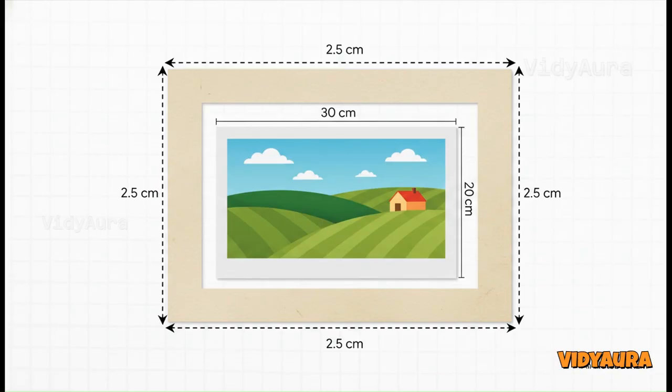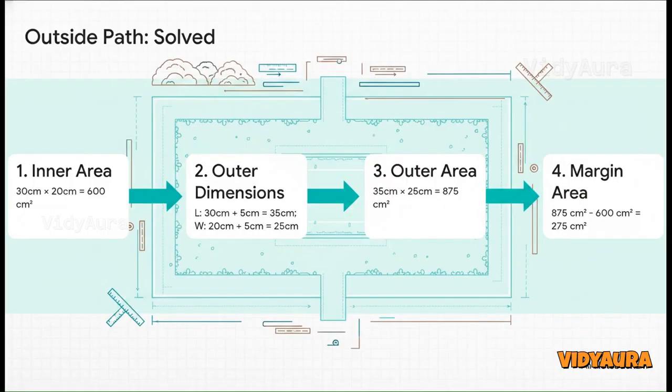We're still going to use our trusty outer minus inner formula, but how we get there is just a little different. Let's follow the logic here. We start with what we already know, the area of the photo, which is 600 square centimeters. Now, to find the new, bigger outer dimensions, we have to add the margin's width to both sides of the photo. That's why we're adding 2 times the margin width. This gives us a new total outer area of 875 square centimeters.